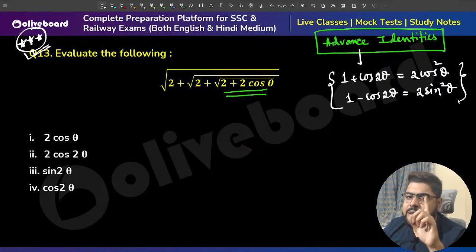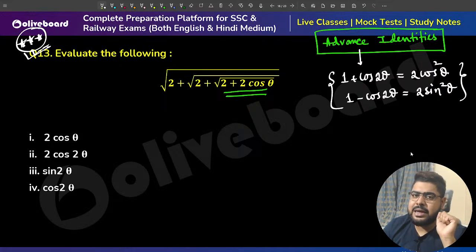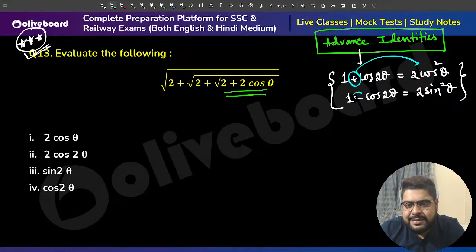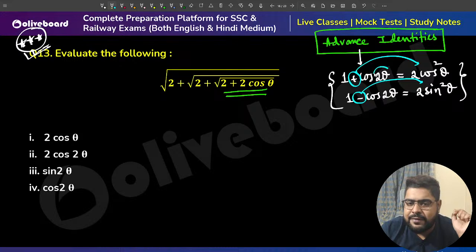Both come from the formula of cos square theta. I was discussing that in yesterday's class as well. This is just written in a different direction. So if this is plus, we get cos. If this is minus, we get sine. Always remember, and also remember, whatever there is, it gets halved.